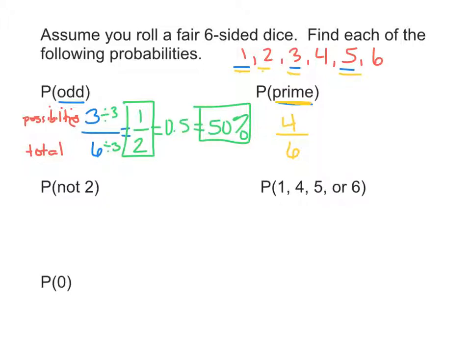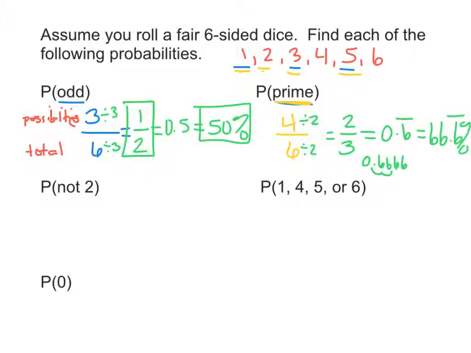4 and 6 are both divisible by 2, so if we divide them both by 2, this simplifies down to 2 over 3. If you divide 2 by 3, you get 0.6 repeating, 0.66666, and then we move the decimal 2 places to the right. So this is 66.6 repeating percent. Our answer is 2 out of 3, or 66.6 repeating percent.